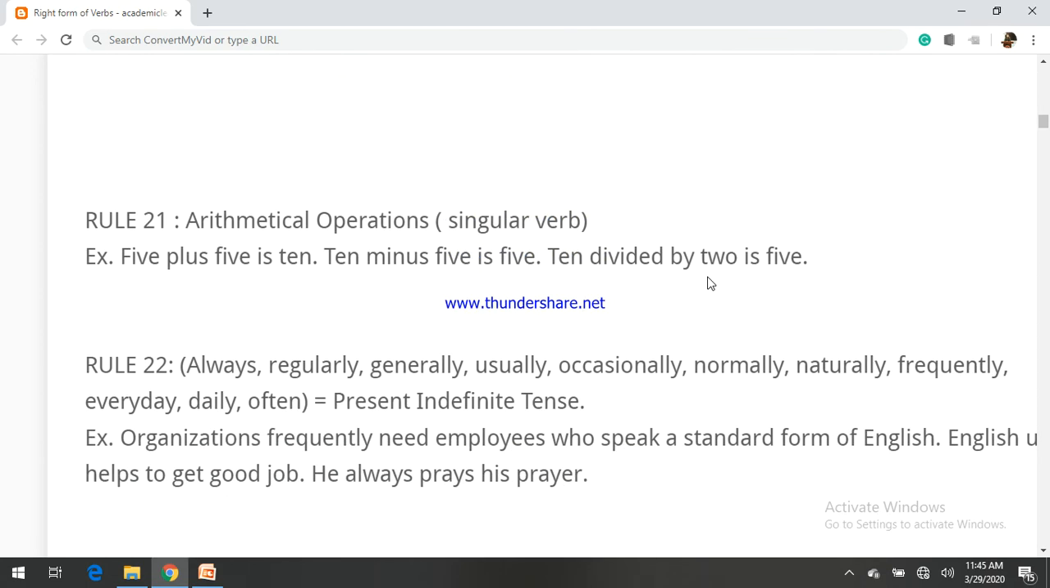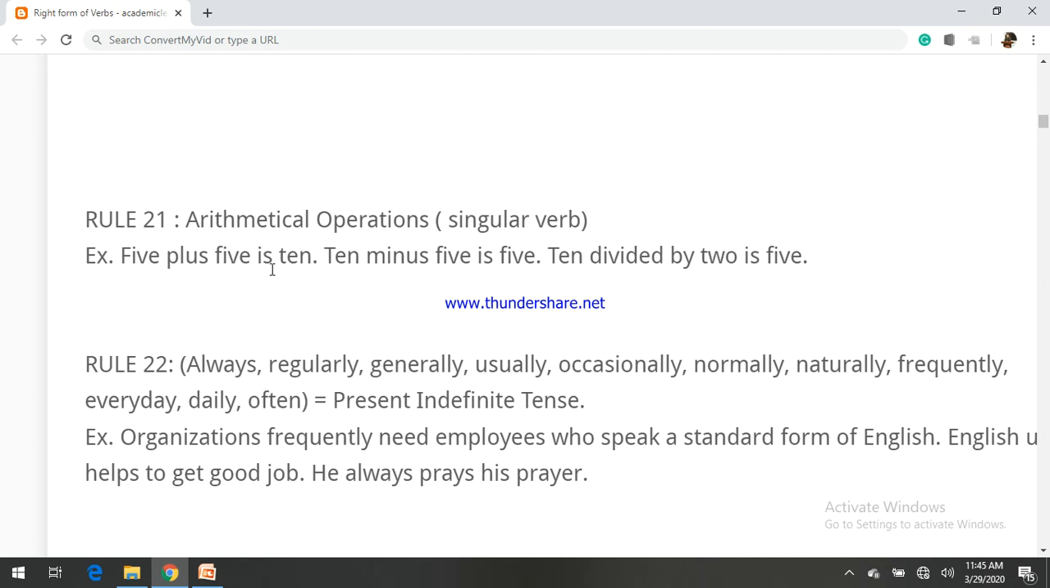And then let's see some other rules. Rule number 21: arithmetical operation, or mathematical operation. After arithmetical operations or mathematical operations, you have to use a singular verb.